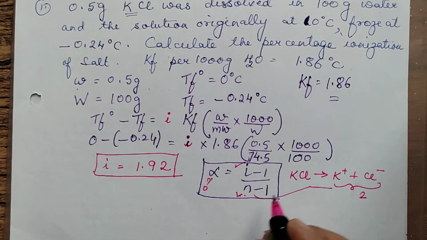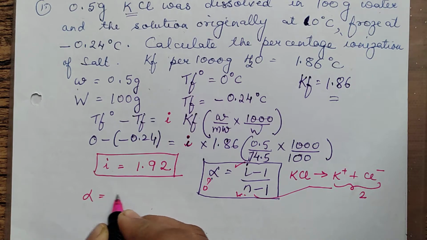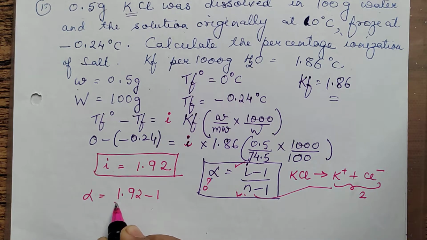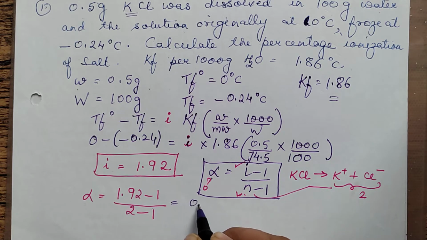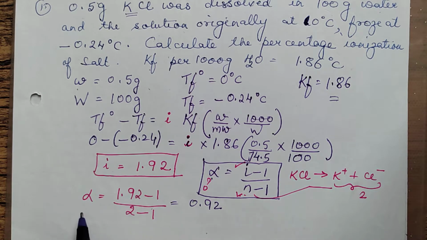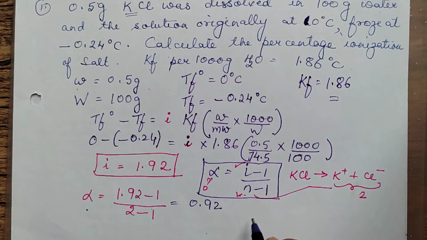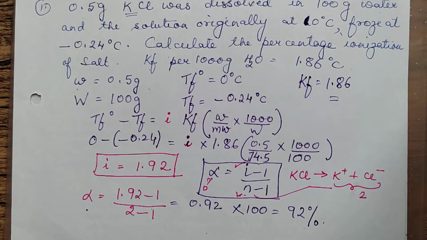I'm just trying to accommodate here so that your question and the complete answer are in the same frame. Now you need to calculate this alpha. i we know is 1.92 minus 1 divided by 2 minus 1. So this you will solve. If you solve it, you will get 0.92. This is alpha. In case they are asking you the percentage, you will multiply it by 100 and you will write down the answer as 92%.